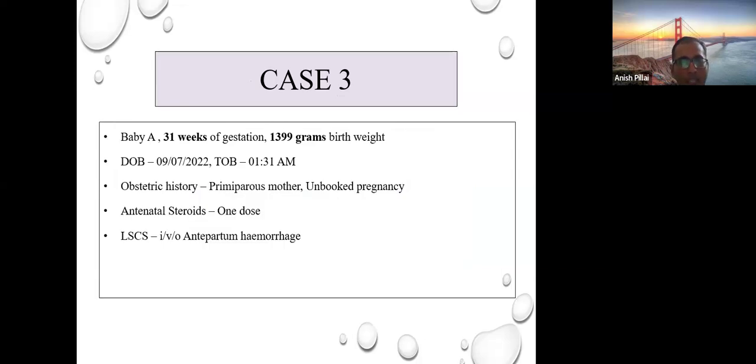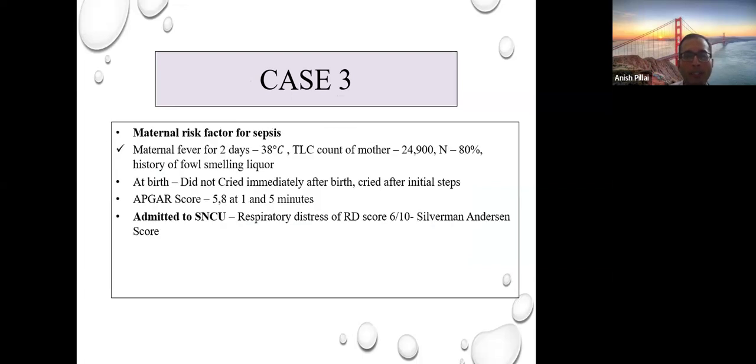Coming to case 3, again another preterm baby, very similar. This is 31 weeks, 1399 grams at birth. Primipara, unbooked pregnancy, steroid 1 dose. But this is an LSCS due to antepartum hemorrhage. Previous one was due to leaking per vaginum. So maternal risk factor for sepsis: mother did have fever for 2 days, had a very high TLC count with neutrophilic predominance, with foul smelling liquor.